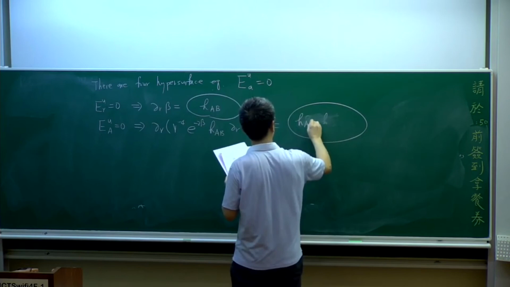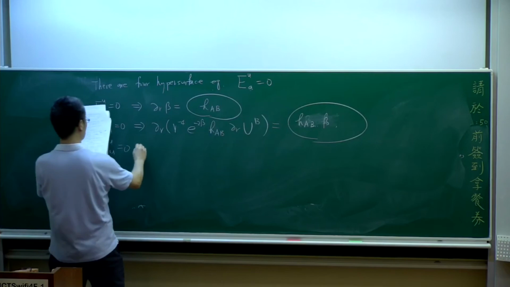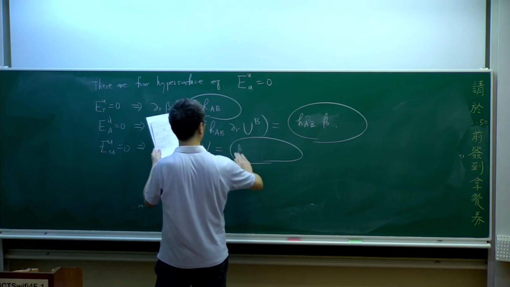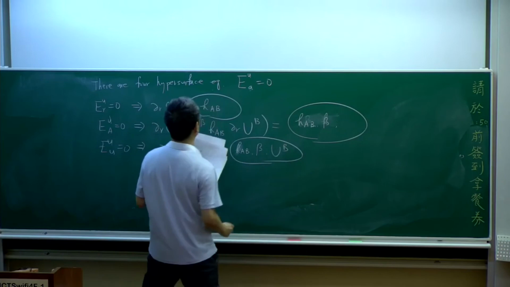And lastly, you have d_u u_u equals 0. This index a here could be any of the four indexes. And this actually implies 2 times e to the minus 2 beta of dr of V. It actually involves beta or HAB, beta and UB. So now you can see there's a hierarchy here.